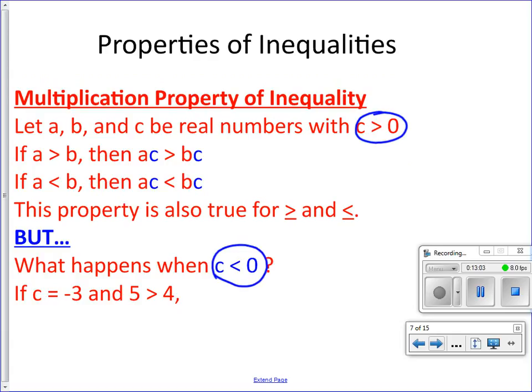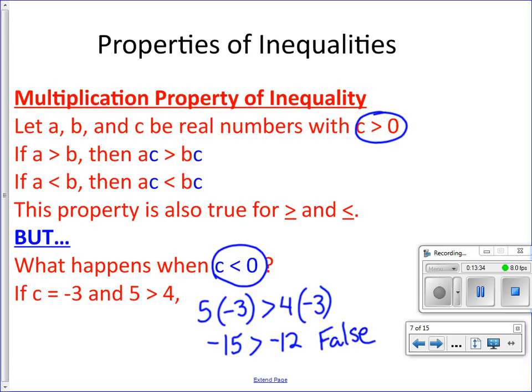All right, so we have an example. If C is negative 3 and 5 is greater than 4, what happens if I take 5 times negative 3? Is that greater than 4 times negative 3? Well, 5 times negative 3 is negative 15. 4 times negative 3 is negative 12, and we have a false statement.